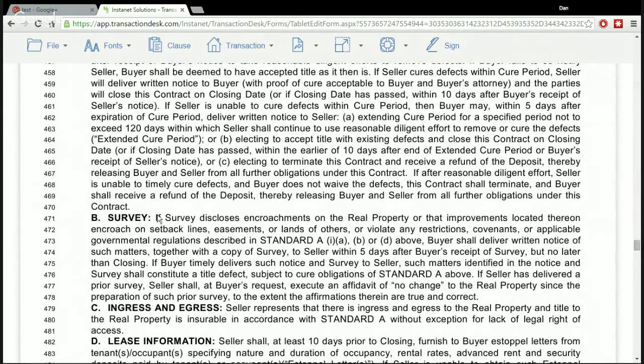Survey. If the survey discloses encroachments, easements or land use or violating restrictions, covenants, or applicable government regulations described in Standard A, then the buyer shall deliver written notice of such matters together with a copy of the survey to seller within 5 days after buyer's receipt of survey, but no later than closing. If buyer timely delivered such notice and survey to seller, such matters identified in the notice and survey shall constitute a title defect subject to cure obligations of Standard A. If seller has delivered a prior survey, seller shall at buyer's request execute an affidavit of no change to the real property since the preparation of such prior survey to the extent the affirmations therein are true and correct.